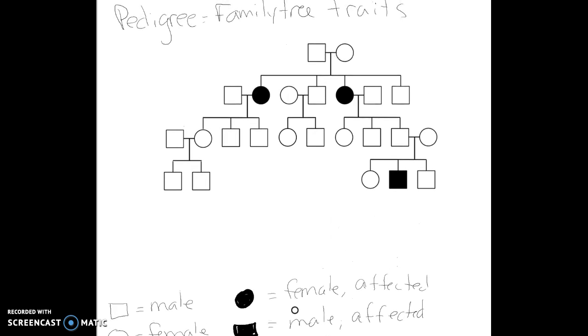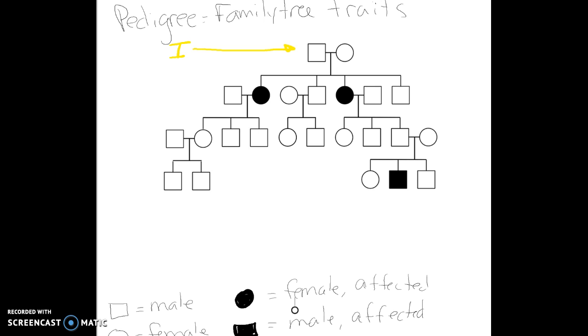In order for us to come back up here and trace these characteristics, we need to make sure that we can easily identify specific individuals. We do that by giving them generation names. Our first generation right here is given a Roman numeral 1, and this is not to be confused with the F1 generations in your crosses. Those are a different thing.